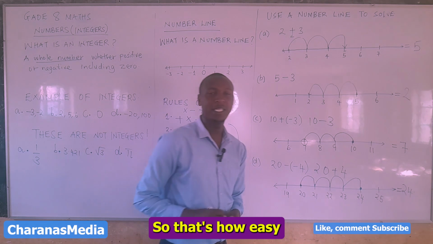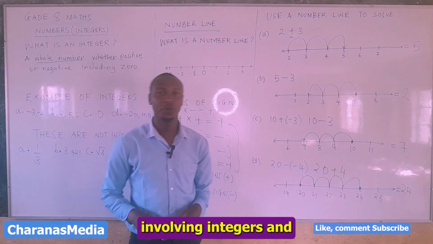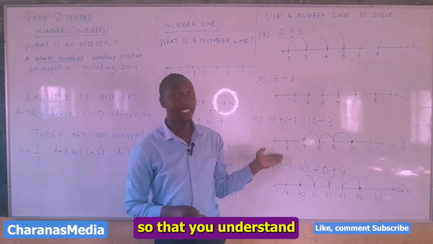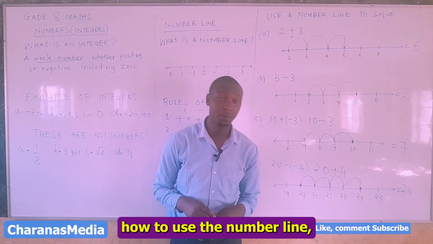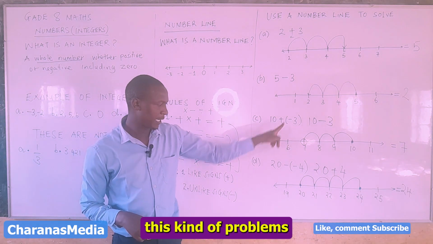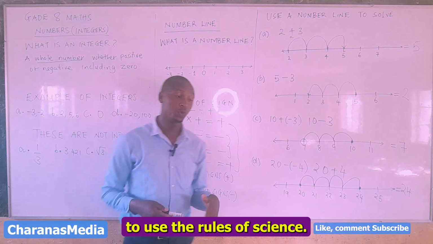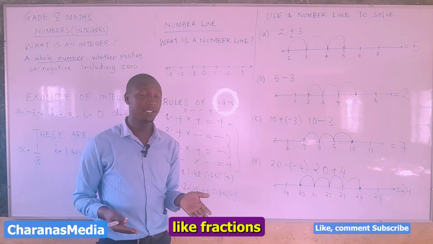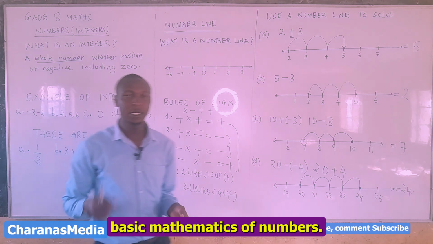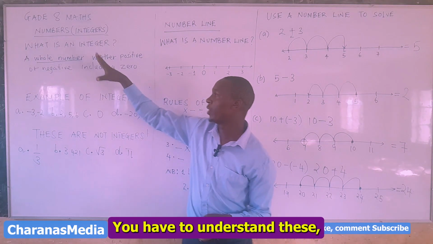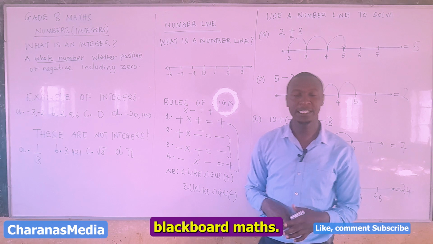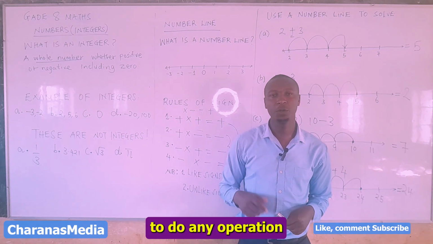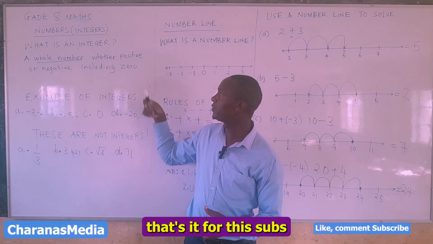So that's how easy we can solve problems involving integers. And in our next video, we can do more examples on integers so that you understand how to use the number line, especially this kind of problems that need you to use the rules of signs. But remember also, the rules of signs can apply in many other things like fractions and also decimals. In basic mathematics on numbers you have to understand these rules of signs. It's like the board of maths. You have to know that rule for you to be able to do any operations on numbers. That's it for this substrand.